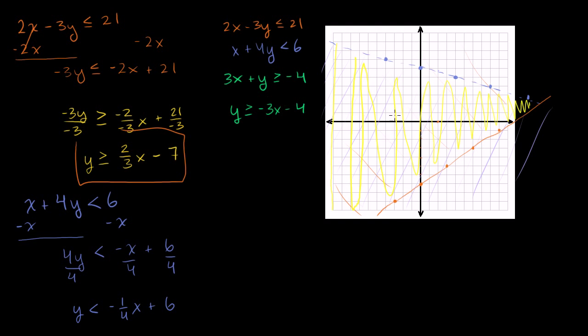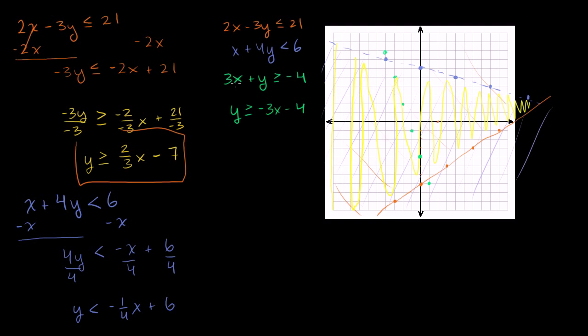We can graph this line. Its y-intercept is negative 4, and it has a slope of negative 3. So every time you go 1 to the right, you go down 3. If you go 1 to the left, if you go negative 1 in the x direction, you go up 3.